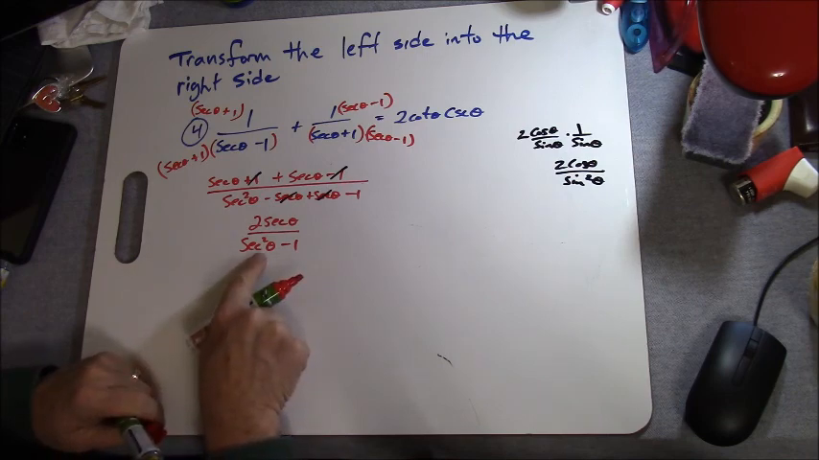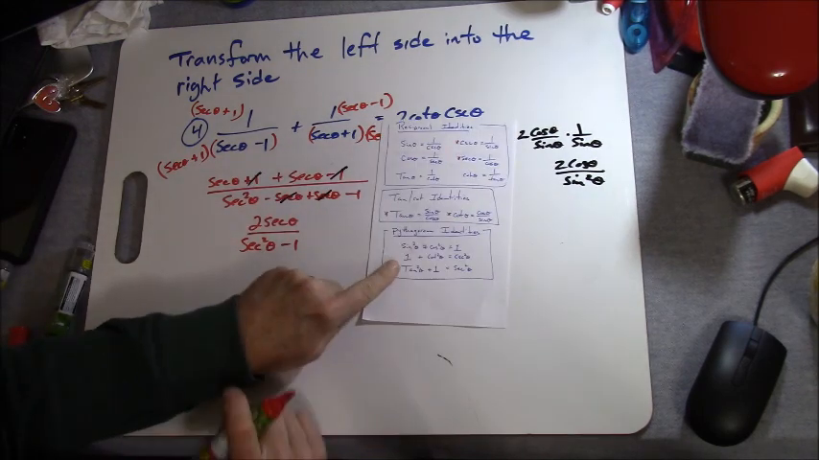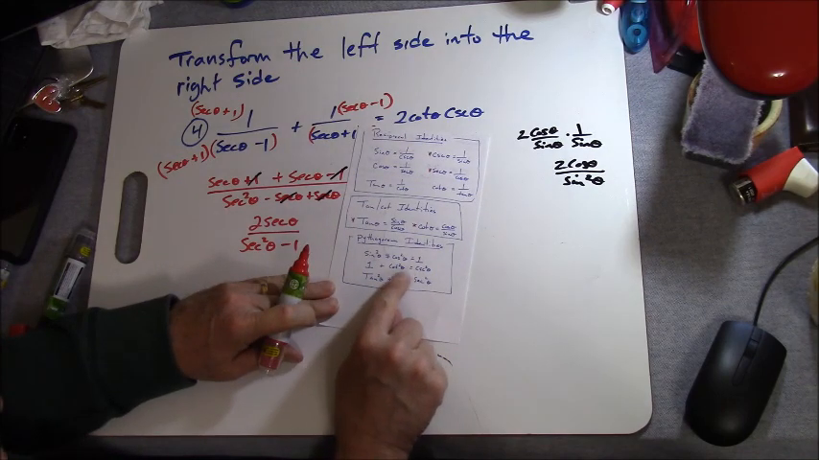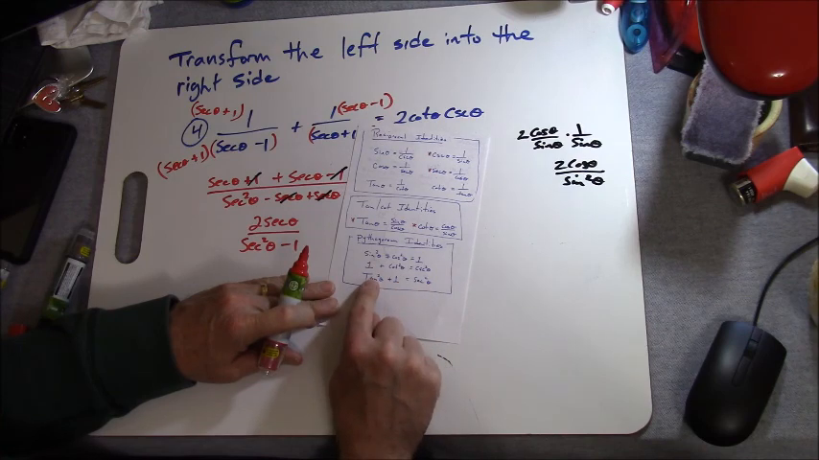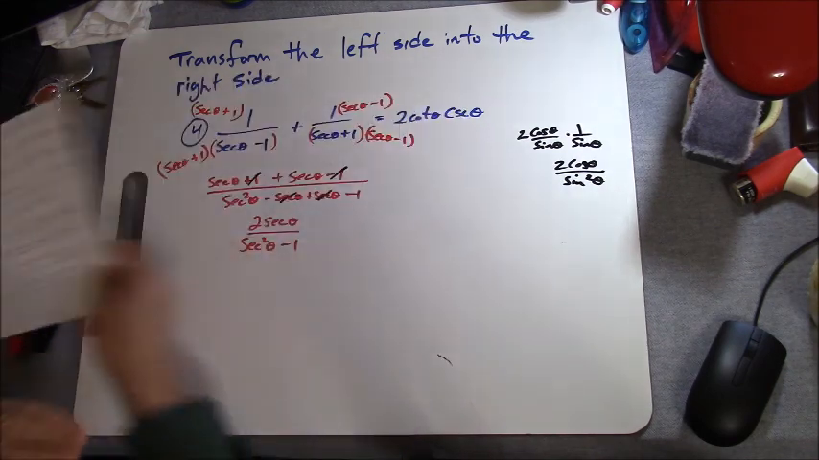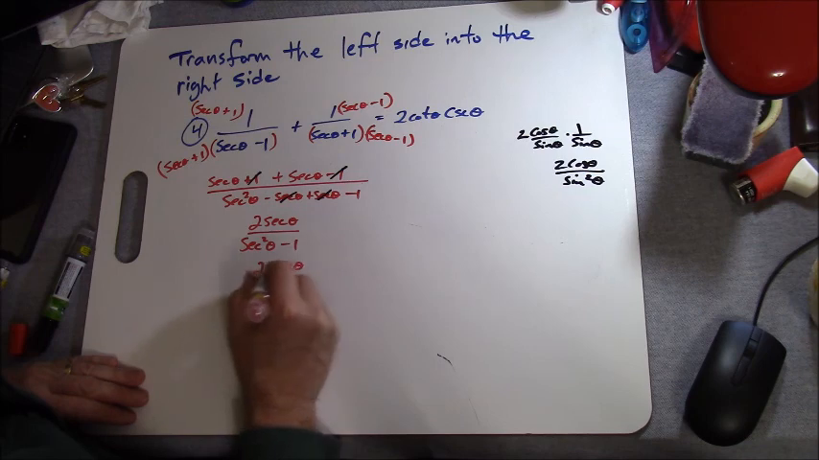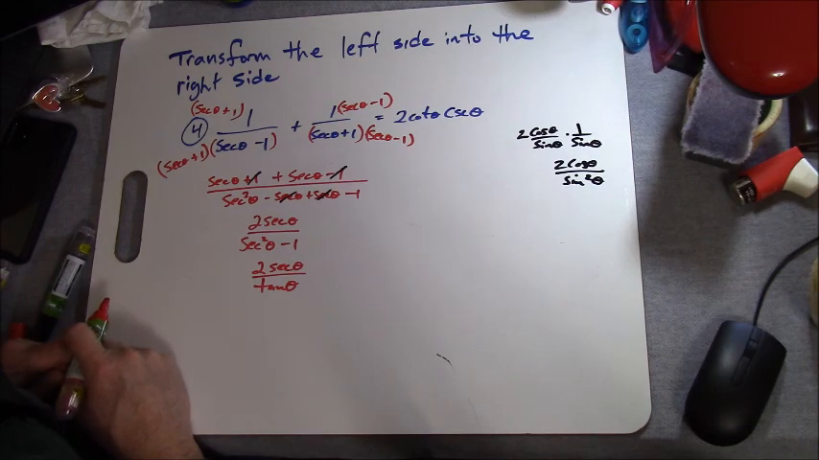So again, I had mentioned this. Anytime you see an exponent of 2, right away we're starting to think about these Pythagorean identities. And I can see right here, if I move that 1 over to the other side, I would have secant squared minus 1. So that must be equal to tangent squared. So I could now change this to 2 secant theta over tangent theta. And then I look at that and I think to myself, I'm not really sure where to go now. Which means change to sines and cosines.